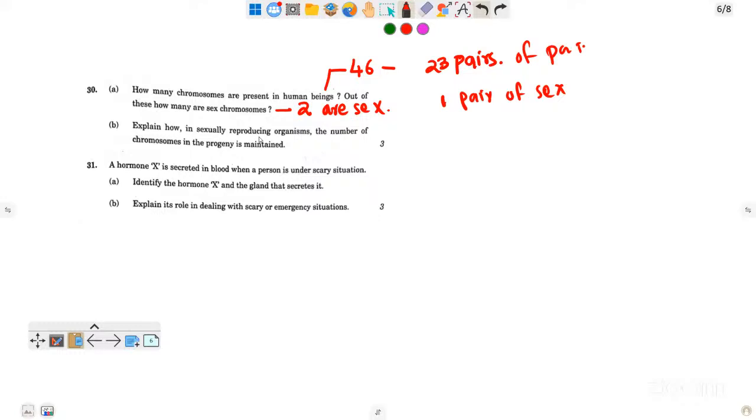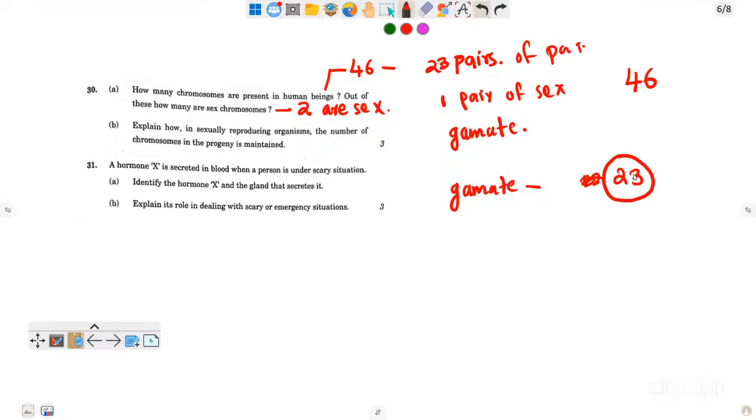Explain how in sexually reproducing organisms, the number of chromosomes in progeny is maintained. This is a PYQ, a previous year question. In sexual reproduction, gamete formation takes place. During gamete formation, meiosis takes place. As a result of meiosis, the gamete will contain half of the chromosomes. In a human cell, a total of 46 chromosomes are present, but the gamete will contain only 23, or half of the chromosomes.